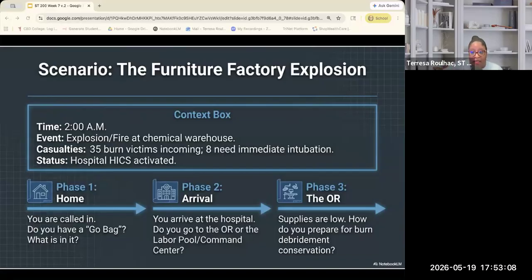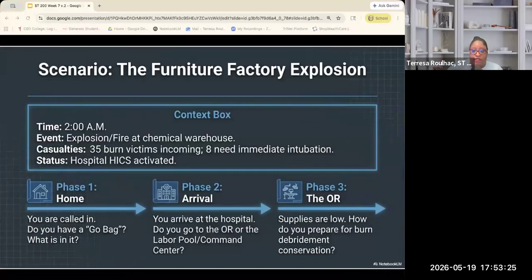Questions. Do you have a go bag? What would be in it? You may have scrubs, not necessarily, your badge, water, snacks, because we get hungry, okay? Phone charger, your PPE, hair ties, medications if you need them.